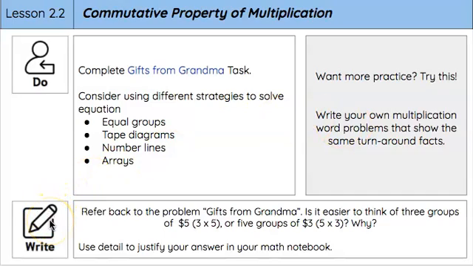Now let's look at the right section of your learning plan. Let's look back at the gifts from grandma problem. Is it easier to think of 3 groups of 5, or is it easier for you to think of 5 groups of 3? I'm really curious to know why. Be sure to use a lot of detail to justify your answer in your math notebook. Good luck solving gifts from grandma. I'm so curious if the order in which we multiply numbers matters.